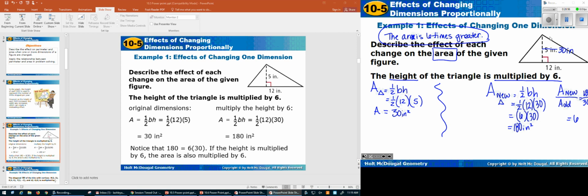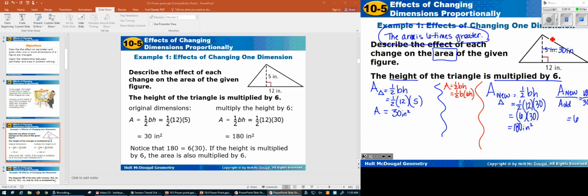Okay, now let's look at the formula and see if you could have seen that from the formula. So this is the long method. The shortcut would have been just to do it to the formula. So if I have 1/2 base times height, and I multiply just the height by 6, where I had h, I'm now going to put 6h.